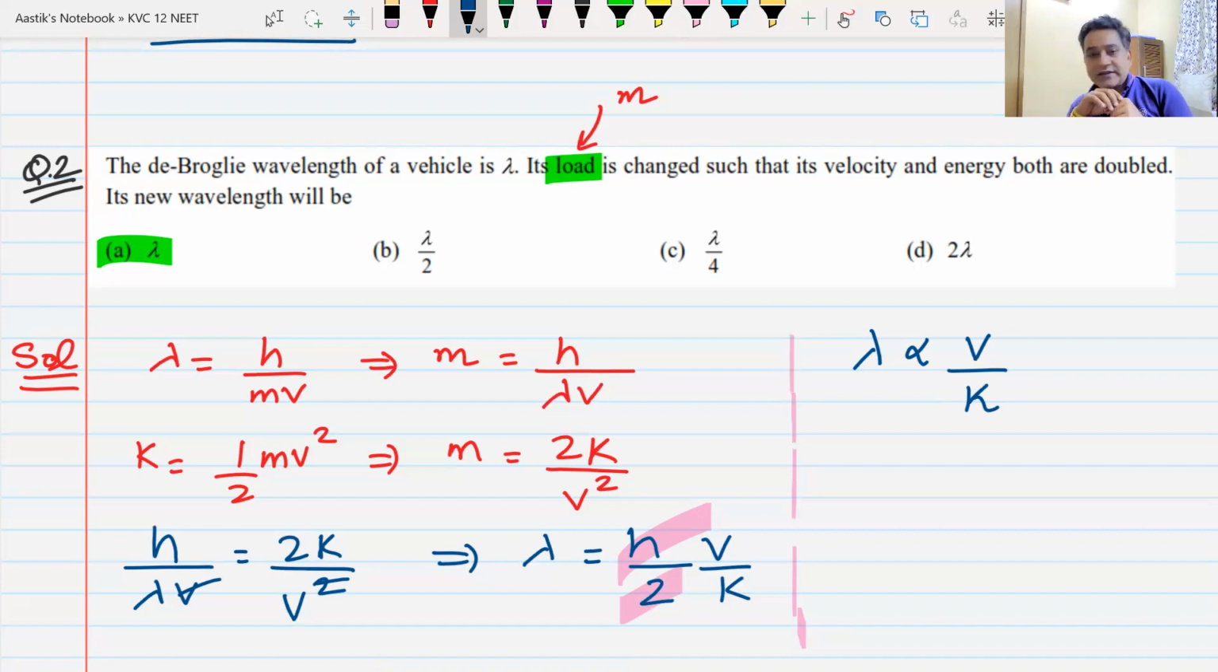Now here velocity and kinetic energy both are doubled. That means your lambda will remain the same. Do we understand this? Can I have reasons from everyone? Velocity is doubled, kinetic energy is also doubled, 2 by 2 cancel out. Lambda remains the same. So that is the answer that we were looking for.